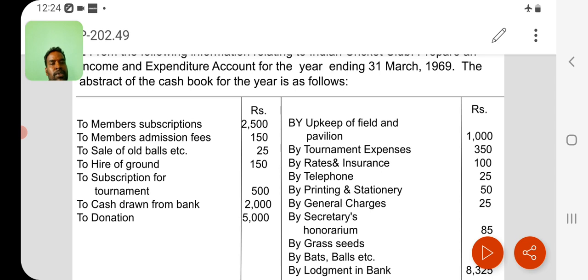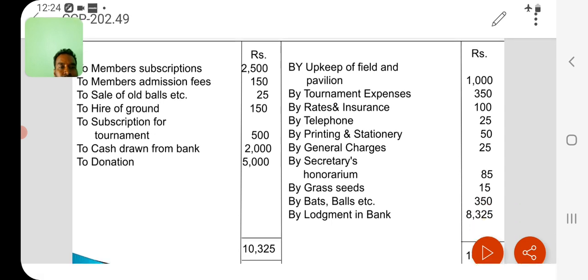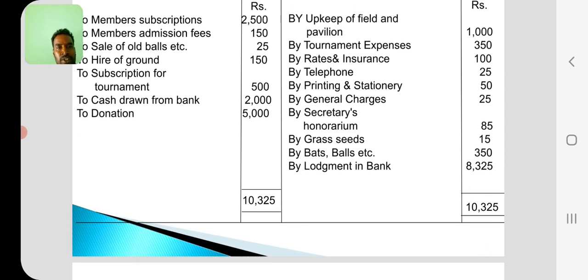See here, member subscription is a revenue. It should be posted on income and expenditure. Members admission fee is capital, posted on the liability side. Sale of old balls: balance sheet. Hire of ground: income and expenditure. Subscription for tournament: liability.